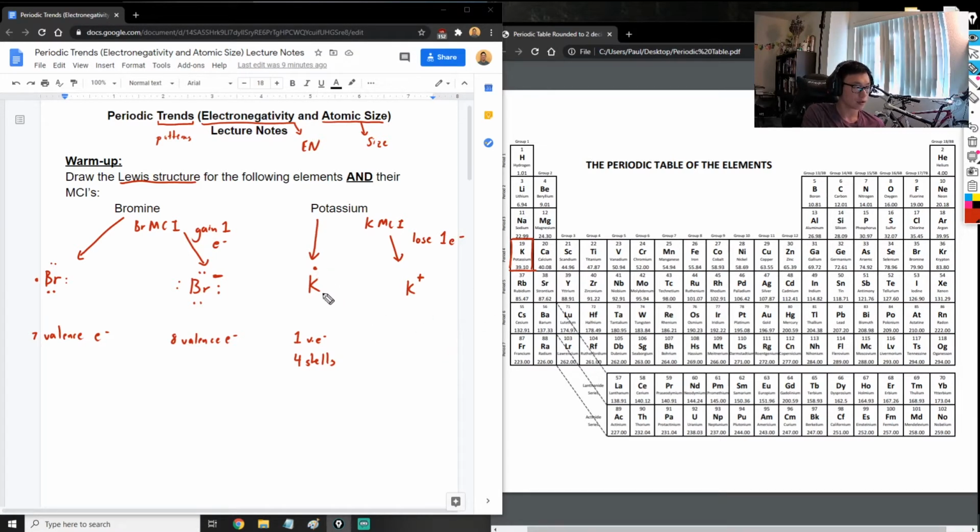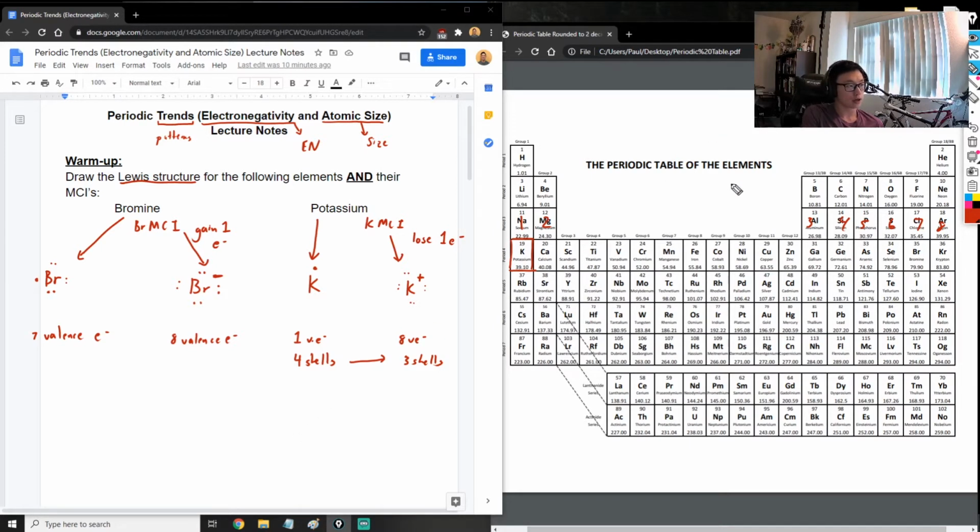And if I lose this shell, I get 3 shells, because if that 1 electron disappears, that means that shell disappears. And so we just need to figure out how many electrons are in the third shell. Well, we know that there's 1, 2, 3, 4, 5, 6, 7, 8. So that means K+ is going to have 8 valence electrons. Okay, and the reason why is because we lost a shell because we got rid of the only electron in that shell.